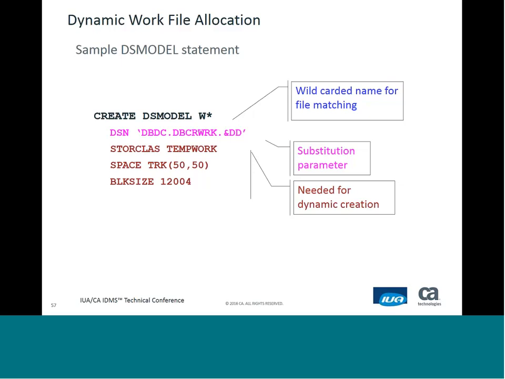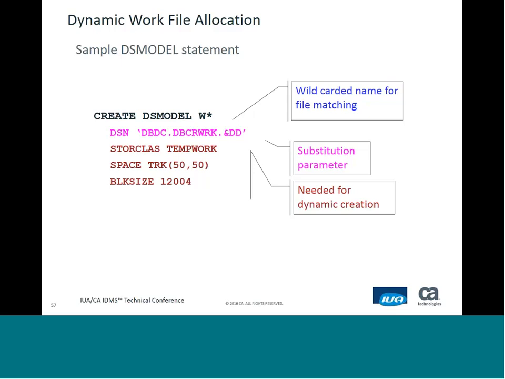I have seen many sites, once they've started using REORG and they feel comfortable, some will have a CREATE DS MODEL statement for WI*, another one for WS*, and they'll get down and code model statements for the different types of files that REORG is going to use. The next parameter, marked here as substitution parameter, is going to indicate the high-level qualifiers for the data set name for each one of the files that will be created using this DS model.